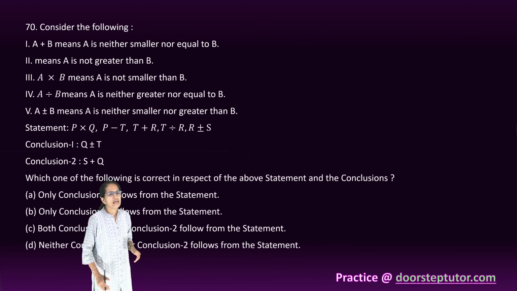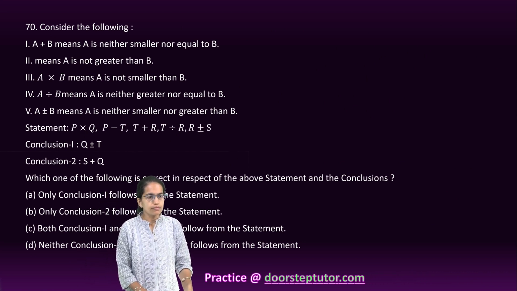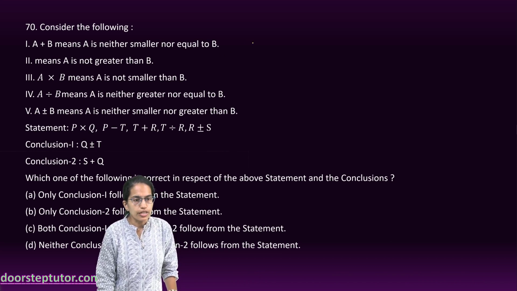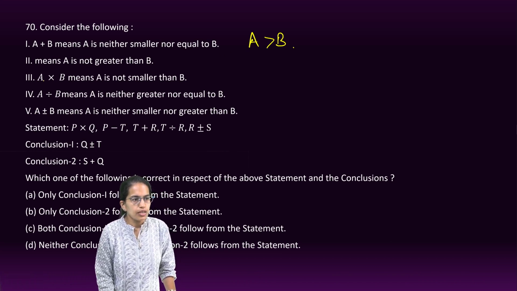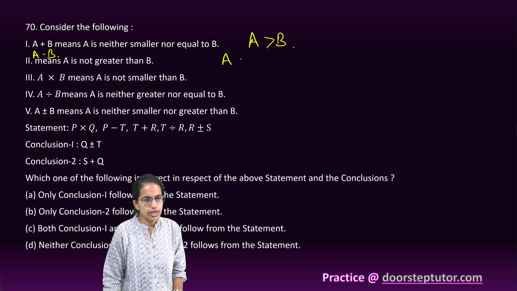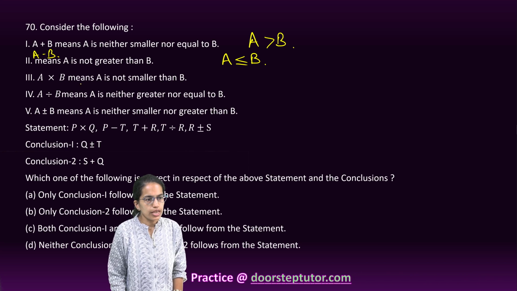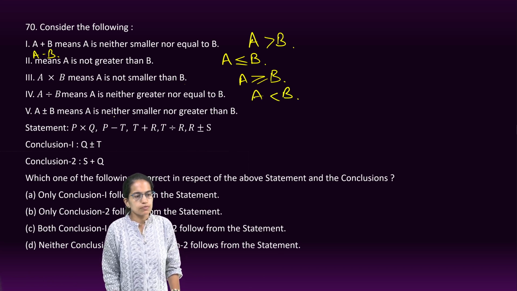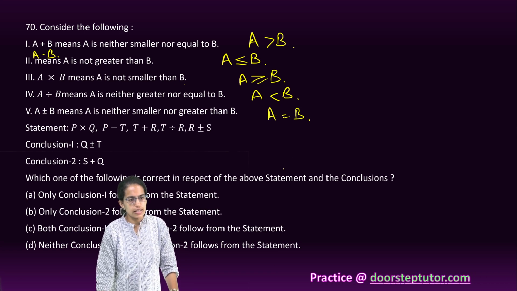Coming next is, A plus B means A is neither smaller nor greater nor equal. So that means A is greater than B. A minus B means A is not greater than B. So A is less than or equal to B. A into B means A is not smaller than B. So A is either greater than or equal to B. A divided by B means A is neither greater nor equal. So A is smaller than B. A plus minus B means A is neither smaller nor greater, that is A is equal to B.